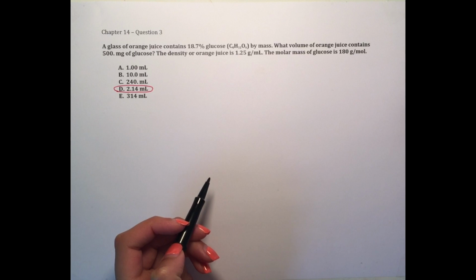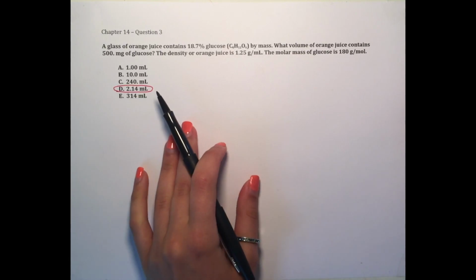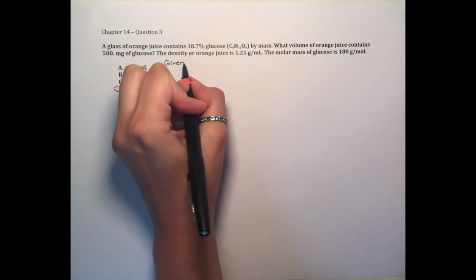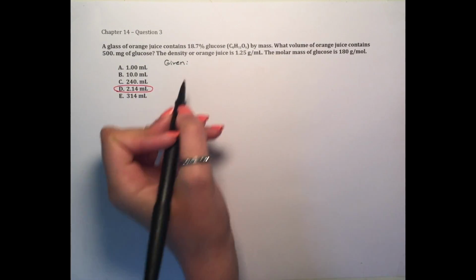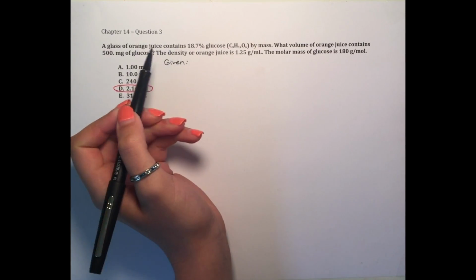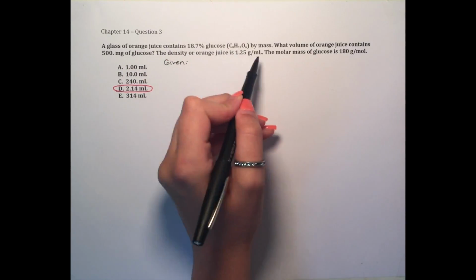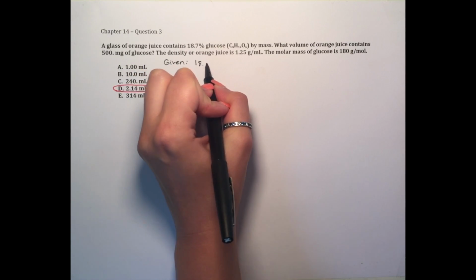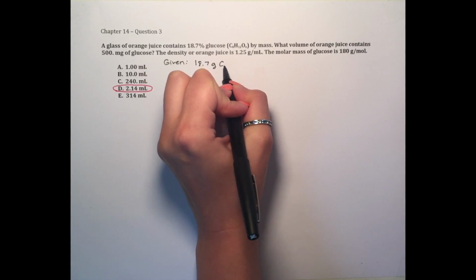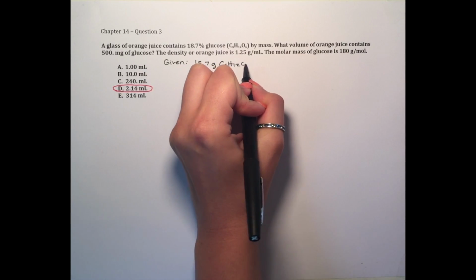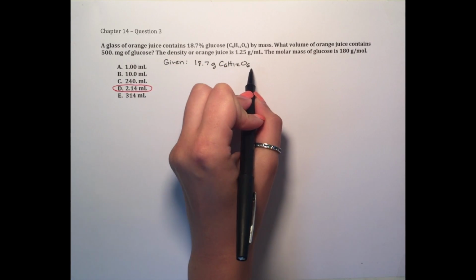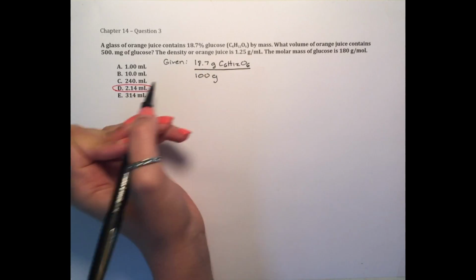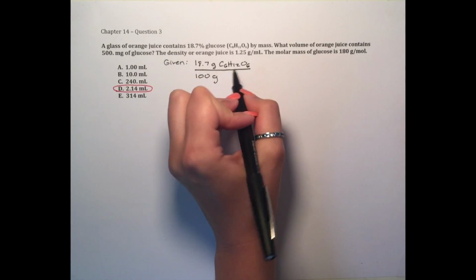So the best way to start going about this question is to just write down your givens. And you can just write the word given to make it more official if you want. So a glass of orange juice contains 18.7% glucose by mass. Now what is this telling us? This is telling us that there are 18.7 grams of glucose, and I'm just going to write the formula of glucose, per 100 grams of solution. And our solution that we're talking about in this problem is orange juice.